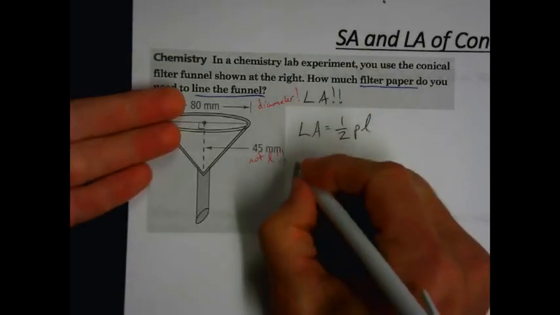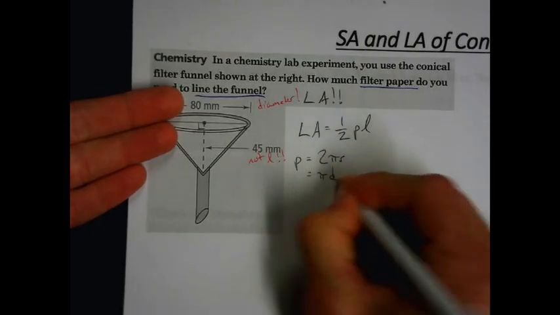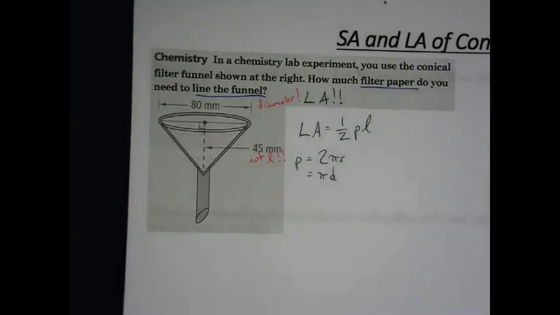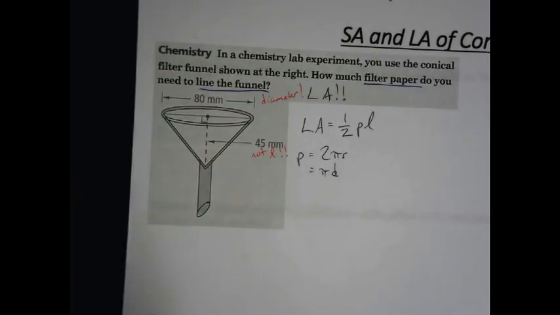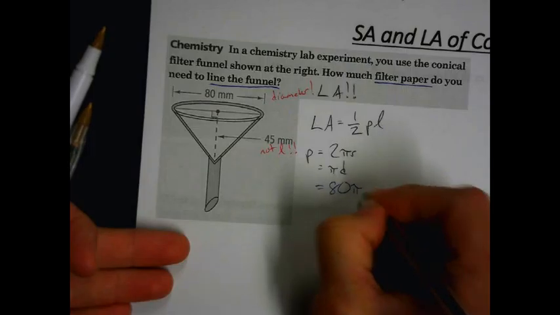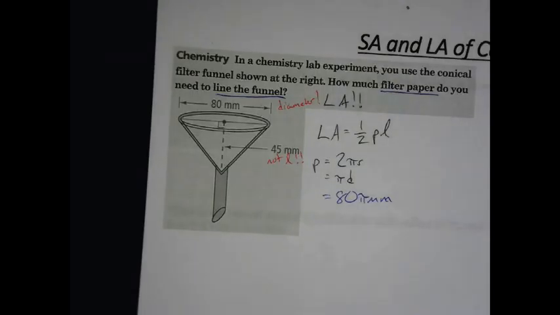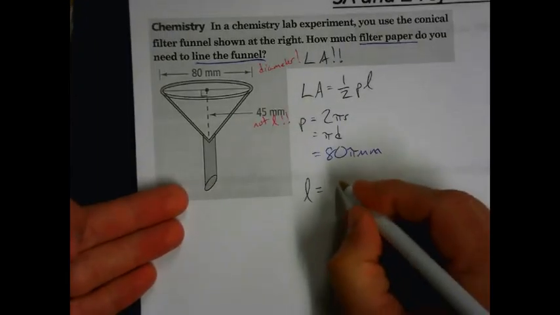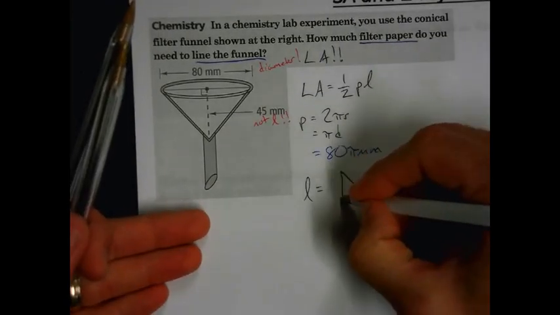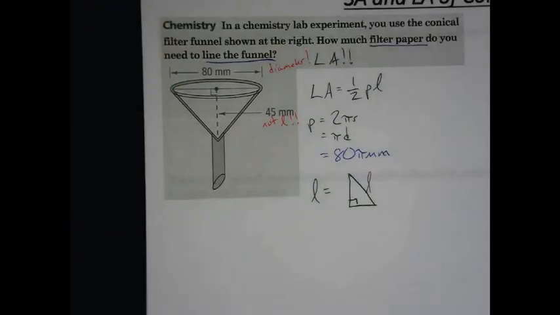Can we find perimeter? Remember, perimeter is either 2 pi times the radius or pi times the diameter. That makes life easy because if 80 millimeters is our diameter, the perimeter of the base is really doable. It's 80 pi millimeters. All we're missing now is slant height. So how do we find slant height? Here's the dealio. We have a pop-out triangle, do we not? Yes, we do. And in that pop-out triangle, what we're missing is the hypotenuse. That's the slant height. What are we given in that pop-out triangle?